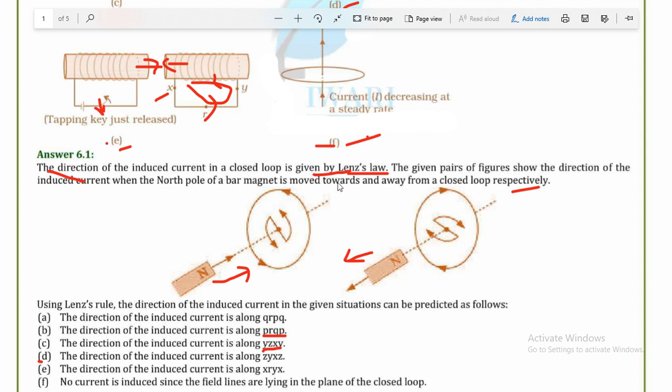Okay, and now in this case, no current is induced since field lines are lying in the plane of the closed loop. So you can see here in this case there is no induced current because the field lines are lying in the plane of the closed loop. So in this case there is no current induced in this circuit.